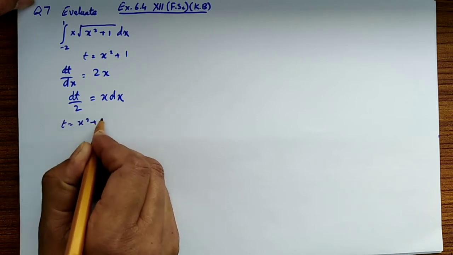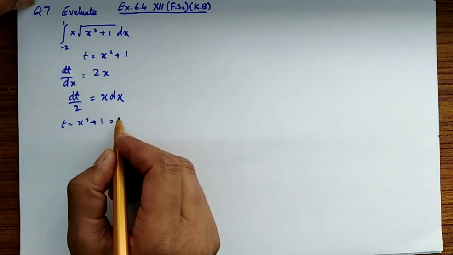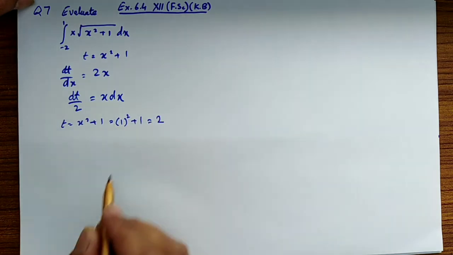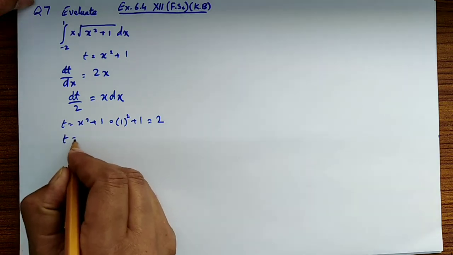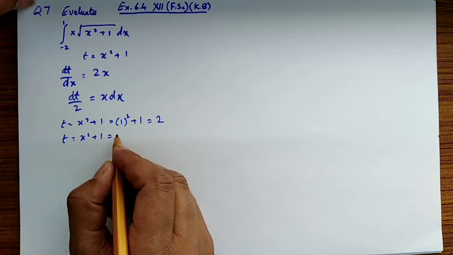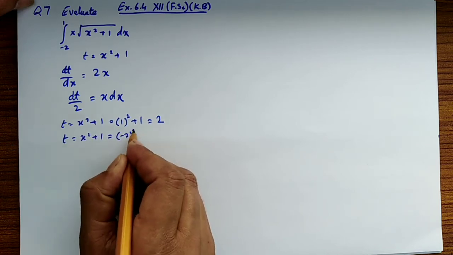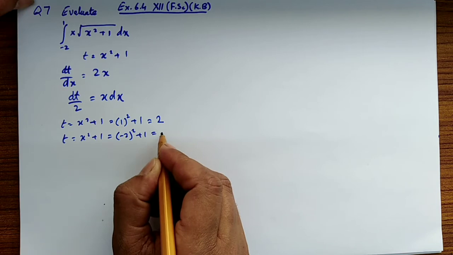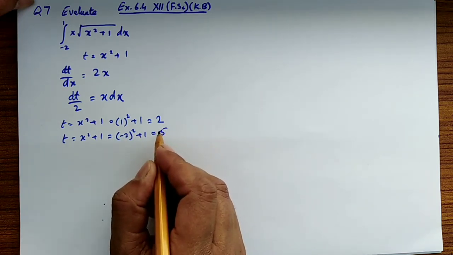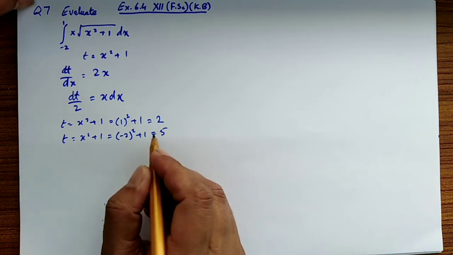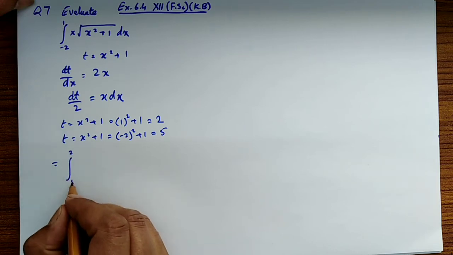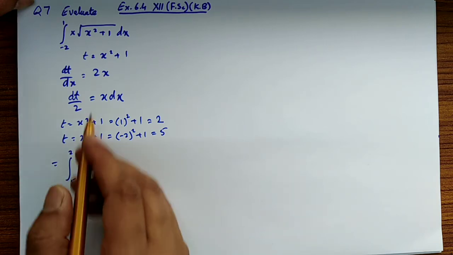Now changing the limits by using t equals x square plus 1. For the upper limit, that is 1, in place of x put 1 plus 1, so the upper limit will now be 2. For the lower limit, put it into the same equation, minus 2 whole square plus 1, and this gives me 4 plus 1, 5. So these are the upper and lower limits now, and now by substitution we put in the new limits.